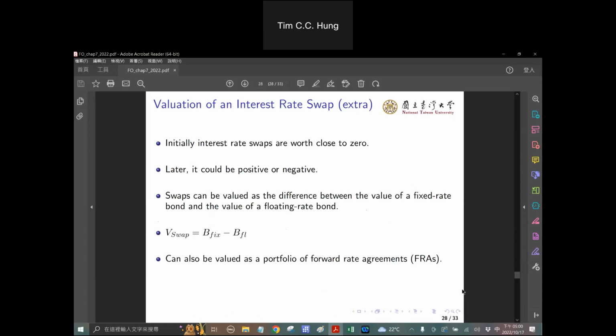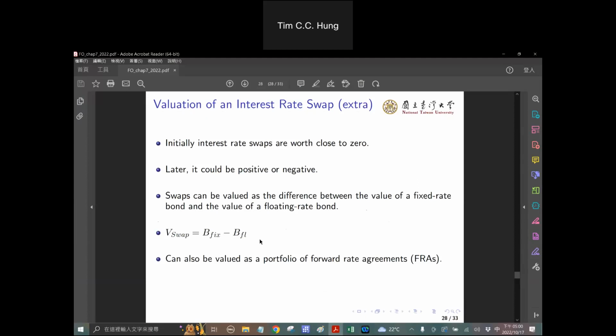Suppose that, and as I mentioned, you can value it in two ways. If we are talking about valuation of an interest rate swap, you can imagine there are two bonds: one bond that's paying the fixed, one bond that's paying the floating. If you're the side that's paying floating and receiving fixed, the value of the swap is basically the net present value, the present value of the fixed bond minus the floating bond, and vice versa.